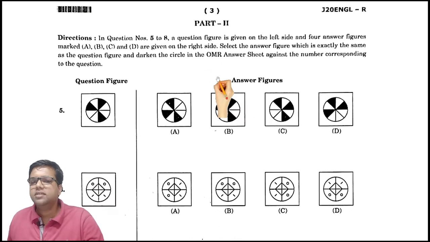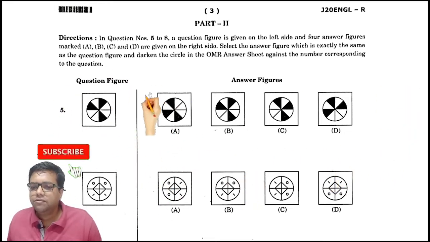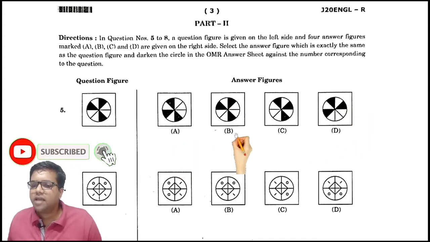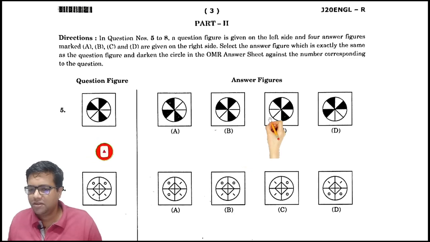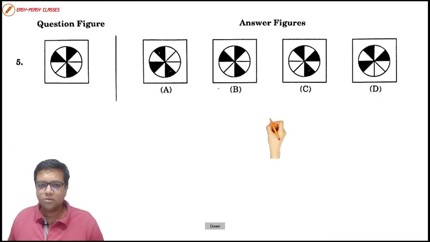Alright, what they're saying is there is a question figure given over here and there are a few answer figures. You will have to find out which of these answer figures is exactly the same as the question figure. Very simple, very easy to see. It's an easy peasy question. Let's move on. Let us see how to solve these questions.